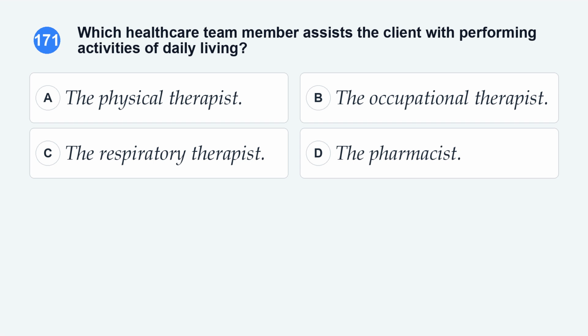Option A. The physical therapist. Option B. The occupational therapist. Option C. The respiratory therapist. Option D. The pharmacist.